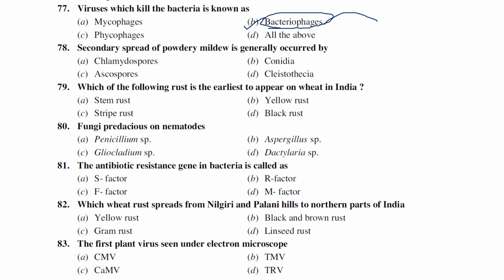Next one is secondary spread of powdery mildew is generally occurred by chlamydospores, conidia, ascospores, cleistothecia. The secondary spread is generally occurred by conidia.